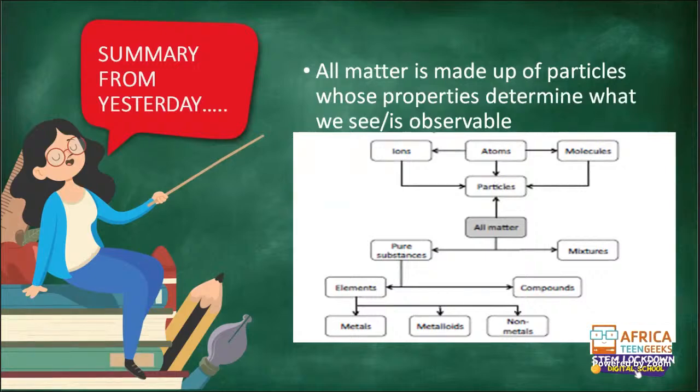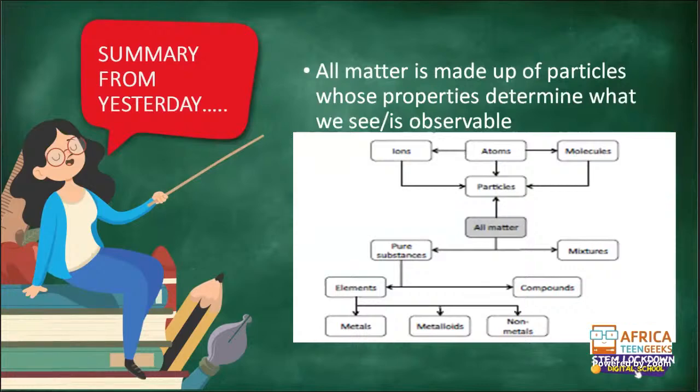If an atom gains an electron, it becomes an anion. If an atom loses an electron, it becomes a cation. Now, if one atom reacts with another atom, we get what? Molecules. All right. You will see that all matter can be classified into two. We have pure substances, and then we have got what? Mixtures.